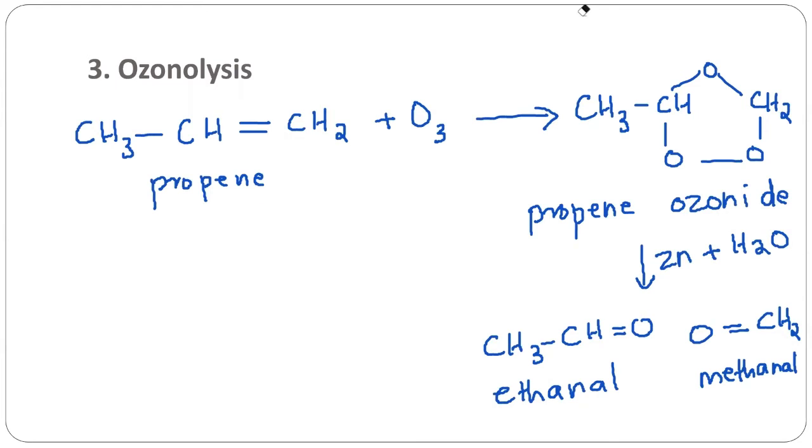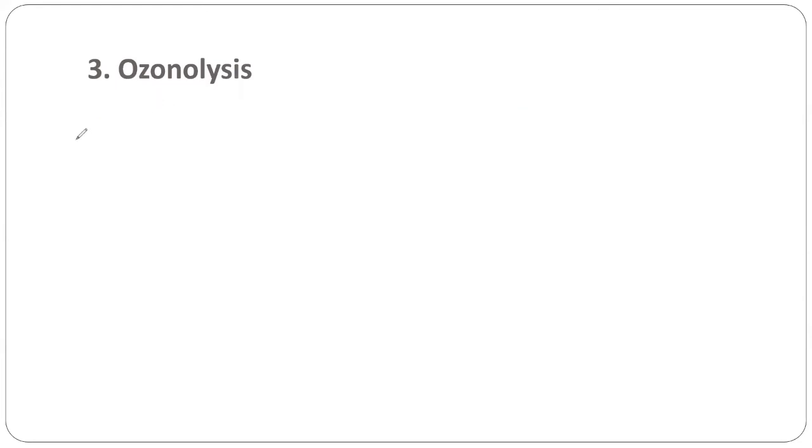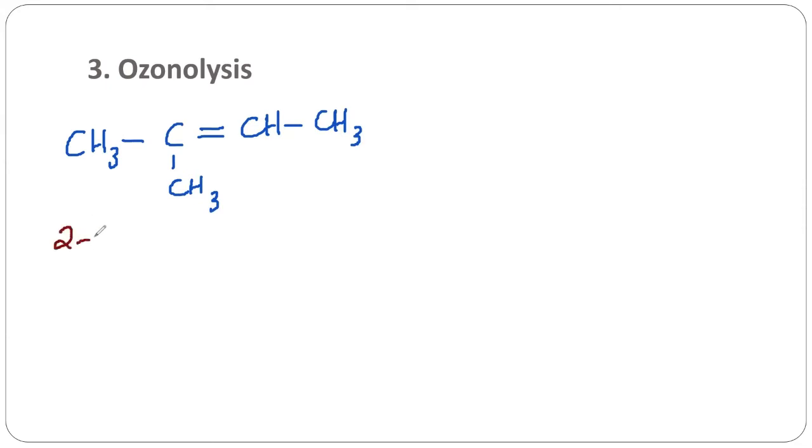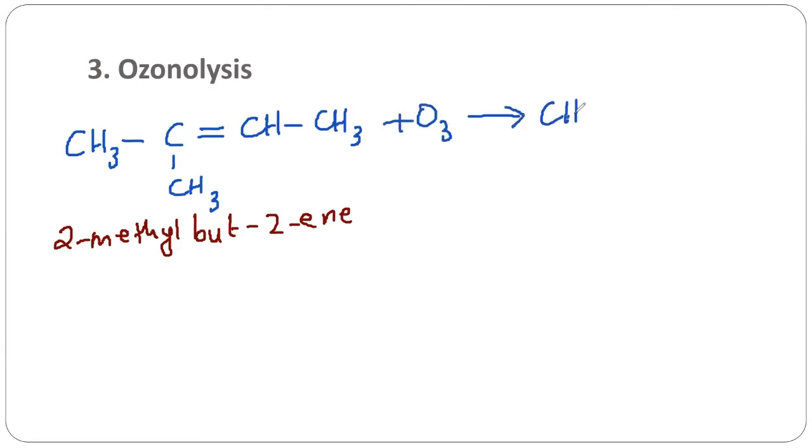Let us do another example for ozonolysis. Let us consider a more substituted alkene. So for example, look at this one. This compound is called 2-methylbut-2-ene, right? This is a butene, but-2-ene with a methyl substituent. Now this is treated with ozone. You will get an ozonide.